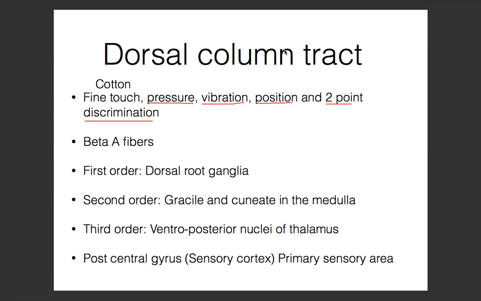طيب, so basically the main information that you're carried by. So عندنا fine touch, which is basically touching by a piece of cotton, for example. في pressure, which is defined as maintained touch, يعني when something is pressing on you. Vibration, so something is vibrating on you. Position, so you're able to tell if your hand is up or down, if you're standing or sitting, and so on. في 2-point discrimination, which basically you're able to tell the difference between 2 points next to each other.